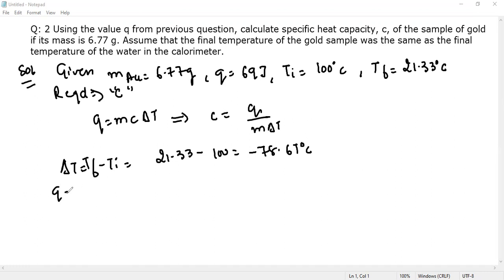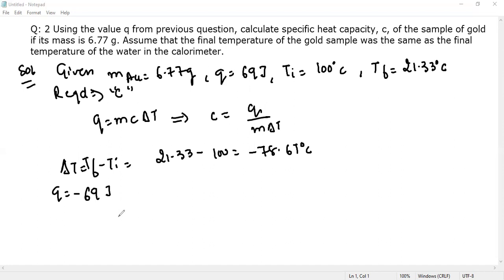Now the next thing is the Q value for the gold sample. From the previous question, if you recall, 69 joules was the thermal energy that was absorbed by the water, which was the surroundings, right? The quantity of thermal energy lost by the gold must be of the same magnitude, but it should be opposite in sign. Since the water absorbed the energy, it was released from the gold, so it should be the same in magnitude but opposite in sign. Since it lost the energy, Q will be equal to minus 69 joules for this formula.